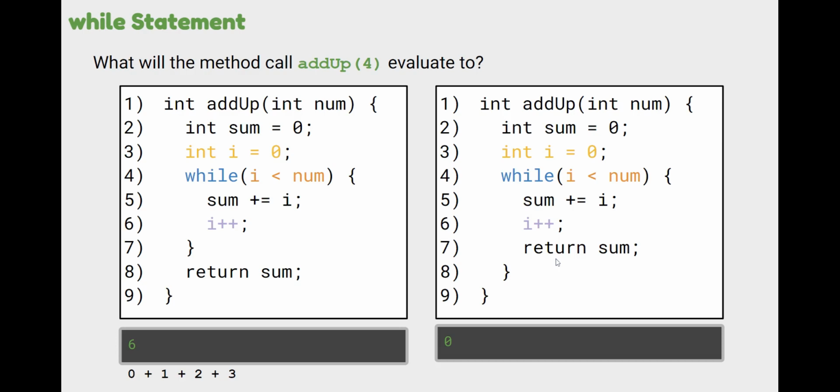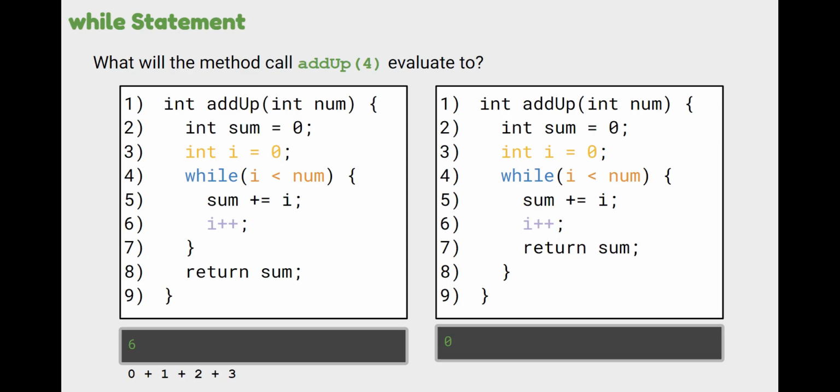At this point, the sum is 0. We return 0, and we do not continue the loop. Whenever you hit a return statement in a method, you leave. It doesn't matter if you're in an if statement. It doesn't matter if you're in sequential code. It doesn't matter if you're in a loop. Whenever a method hits a return statement, that method is done.